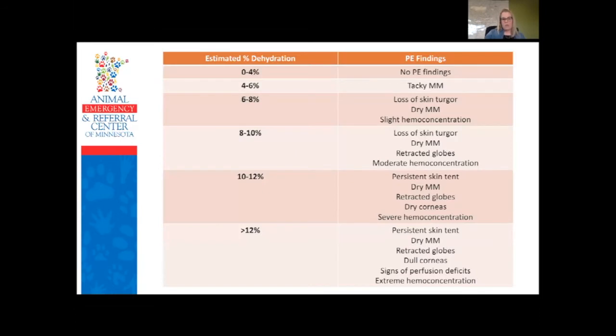So when we think about kind of our spectrum of dehydration, a patient's going to present anywhere from 0% dehydrated all the way on up to more than 12% dehydrated. And in that 0 to 4% category, you're not going to see any symptoms to suggest that this patient is dehydrated. When I was first doing my internship, I'd like to say, oh, this patient's 3% dehydrated. And my advisor would always say, well, you can't say that. You don't know that. 3% dehydrated is not a thing. So you're really not going to be able to declare that a patient is dehydrated until you're kind of reaching that 4 to 6%.